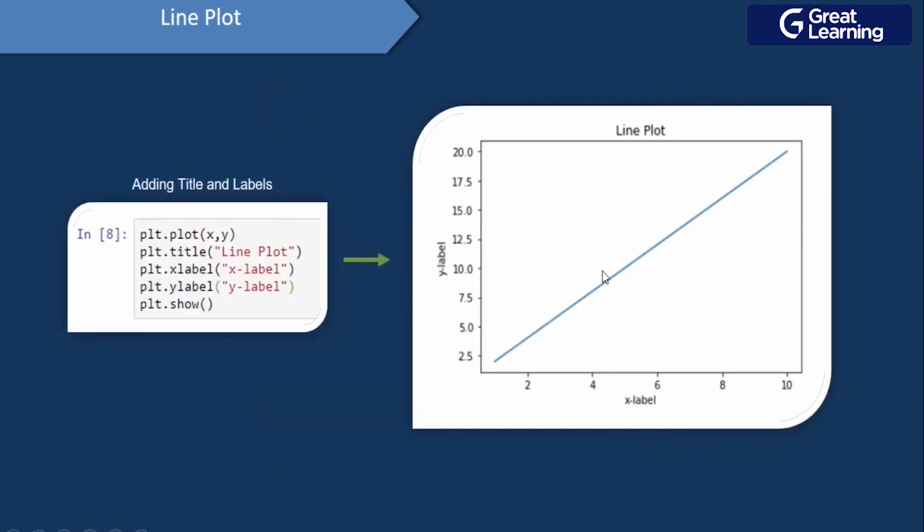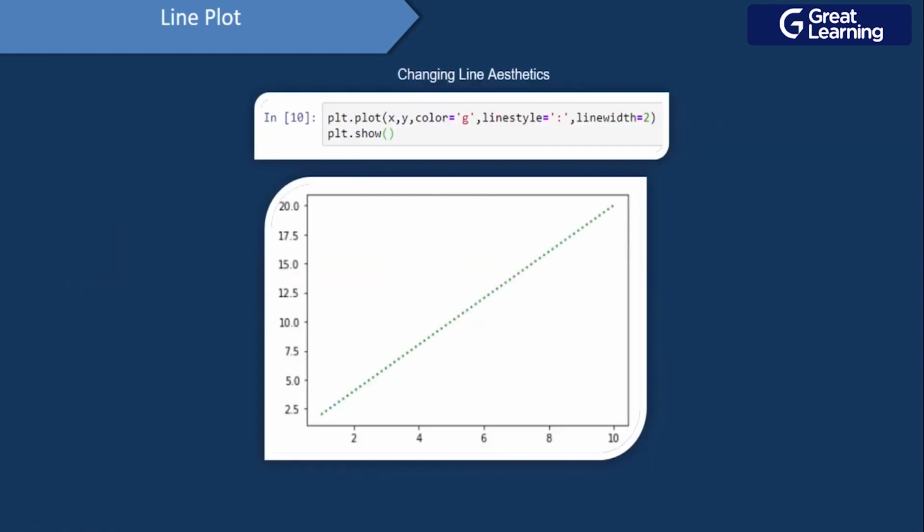So initially we have a solid line, but instead of a solid line, if I want a dotted line, then I can go ahead and use a colon over here. And as you guys see, we have a dotted line right now. And by default also the line width is 1. So we can go ahead and increase or decrease the line width. So here we are setting the line width to be equal to 2. And this is the final result which we get.